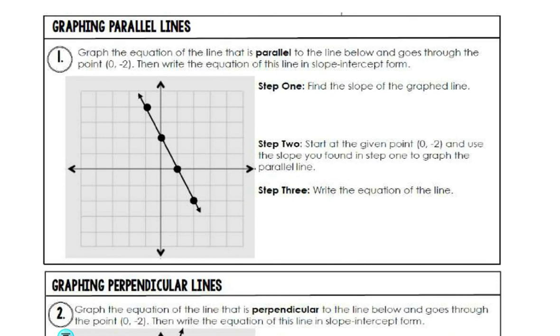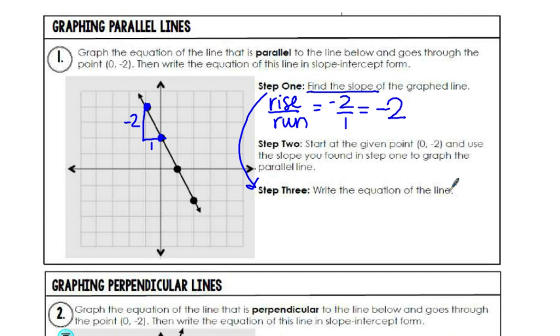Graphing parallel lines. I don't really love the way that they did their steps here. I would actually think it's better to find the slope and then write the equation. So our slope, if it's parallel, remember we need rise over run. To get from a left point to a right point, I have to go down 2 over 1. So my rise over 1 is down 2 over 1, which is negative 2.